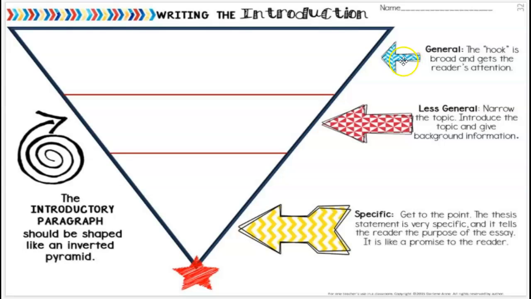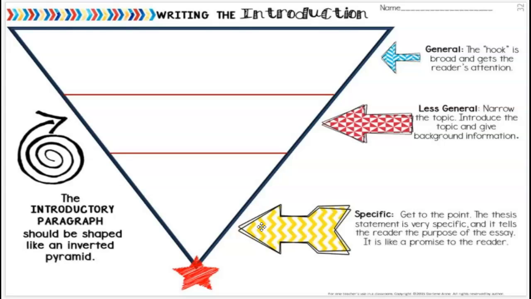Then in your second sentence, you're getting slightly less general. You're narrowing down that topic. You might be giving us some background information. You might be explaining why this topic matters, but you're continuing to kind of narrow in our focus. And then at the last sentence, you are going to get very specific, get really specific to the point. So this is going to tell us as the reader what it is that we are going to be learning about.